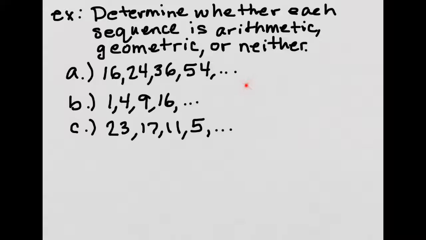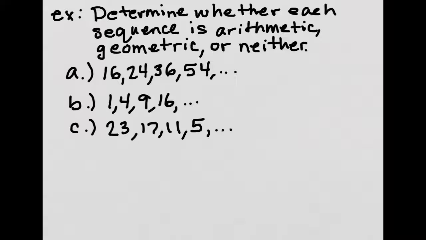54 minus 36 is 18. 36, let's write that down. 36 minus 24 is 12. Those aren't the same, so it doesn't look like it's going to be arithmetic. So let's go ahead and try geometric.